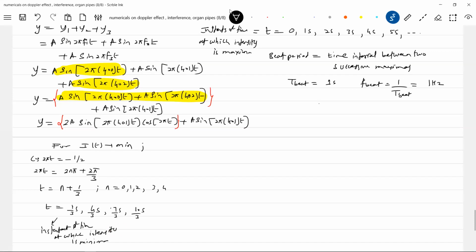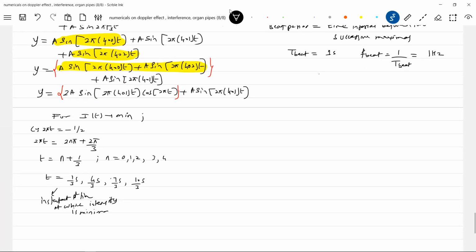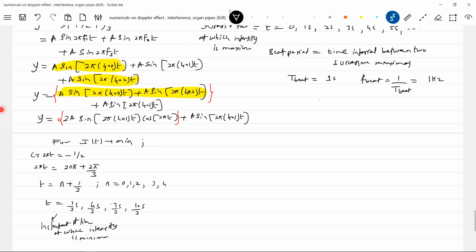Again, what you can do? Time interval between two successive minimas is the beat period. Again, you'll get the same thing. Am I right? So these are the methods. I'm just showing the method.